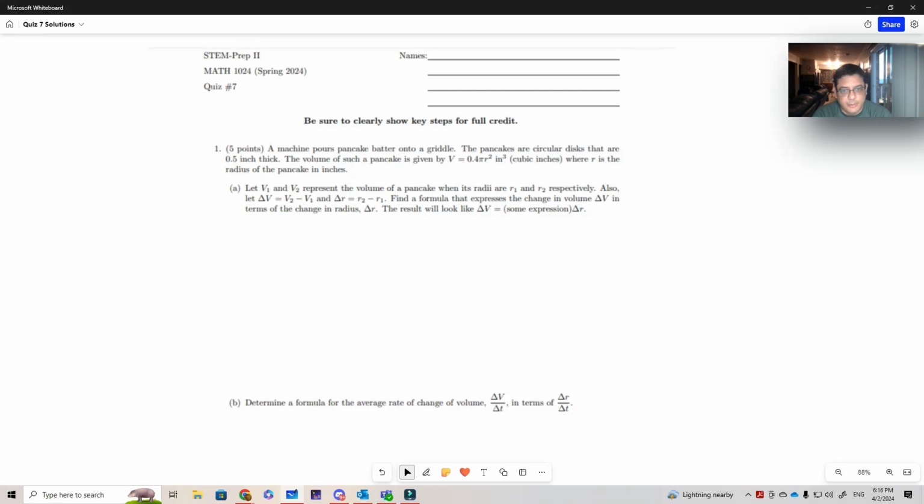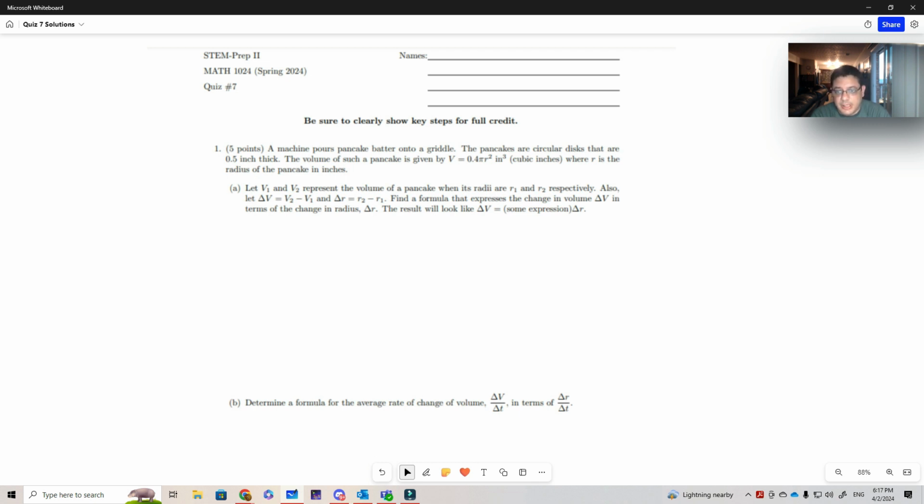Hello everyone, in this video we're going to go over the solution for quiz 7. So in the first question we have that Amachir pours pancake batter onto a griddle. The pancakes are circular discs that are 0.5 inch thick. The volume of such a pancake is going to be 0.4 pi r squared inches cubed, where r is the radius of the pancake in inches.